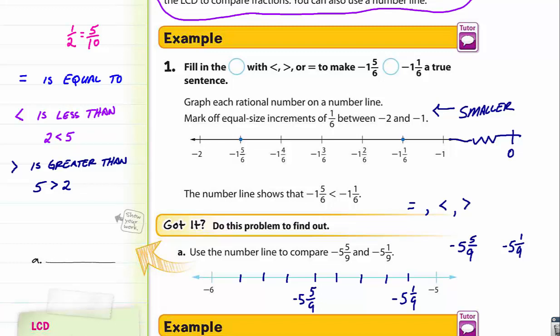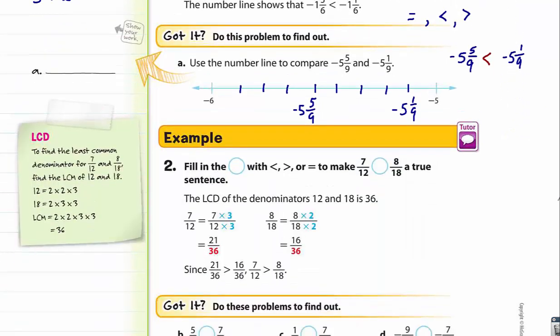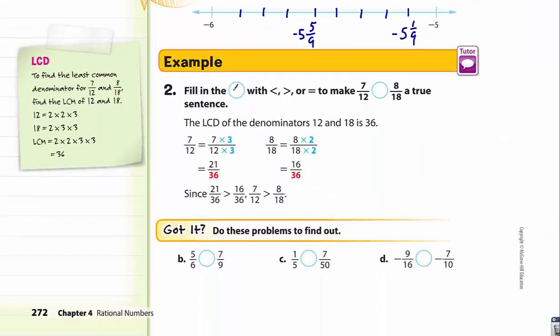Okay, hopefully what you came up with is less than. Again, it's further on the left of the number line, further away from 0. All right, let's go down now. Fill in this circle with these to compare those two.